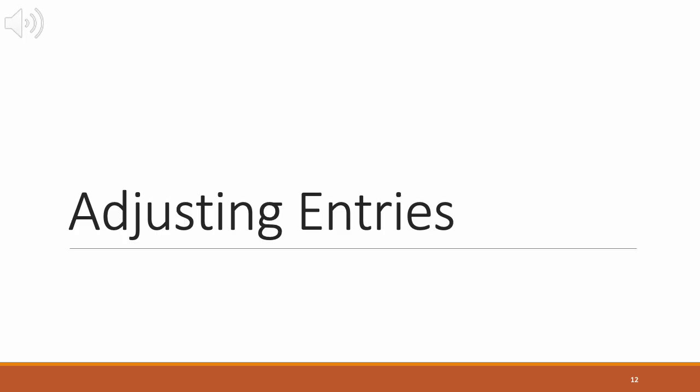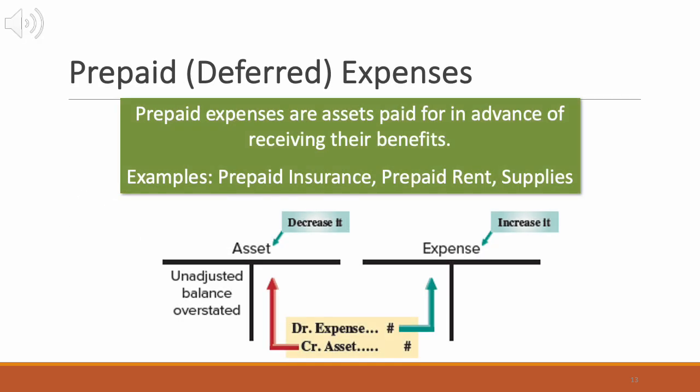The next thing we need to do is adjusting entries. Let's talk about prepaid expenses. A prepaid expense is when a business pays for something in advance before actually using it. At first, that payment is considered an asset because it gives the business a future benefit. For example, if we pay rent for 6 months today, that payment is not immediately an expense. It's an asset called prepaid rent.